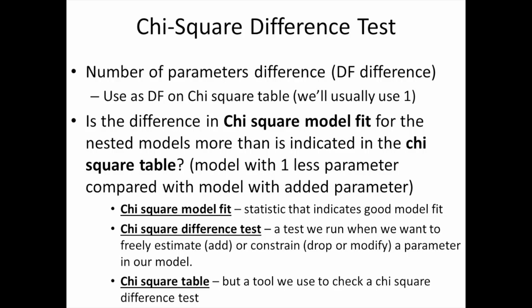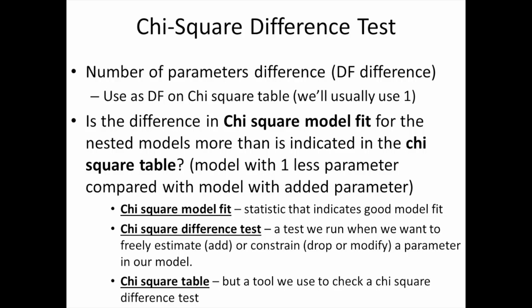The way we do this is we take the difference in the number of parameters being estimated in the broad model versus the nested model. However many constraints we placed, that's the difference in the number of parameters. So let's say we're constraining factor loadings to be equal in one model, and we're comparing that to a model that has no factor loadings constrained to be equal. However many factor loadings we're constraining would be the difference in parameters being estimated by these two models. We take that difference, and that becomes the degrees of freedom for our chi-square difference test.